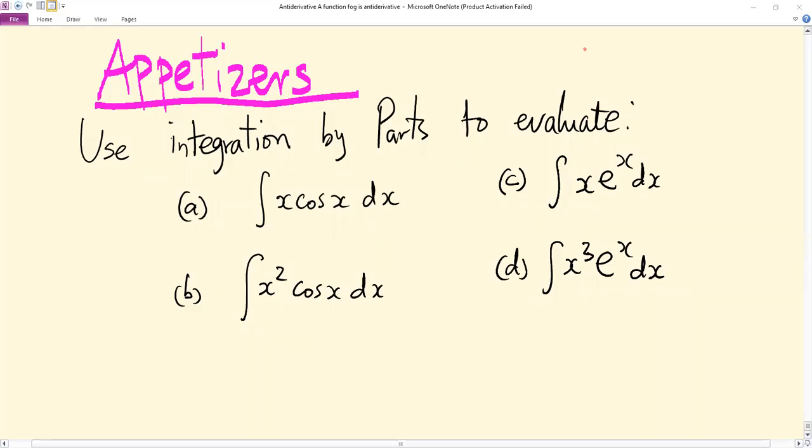Welcome to this session. This session will start with examples on integration by parts. So we have 4 problems for us to discuss. The first problem is to integrate x cos x dx. The second one is x squared cos x dx. The third one is x e raised to the power x. And the fourth one is x to the power 3 e raised to the power x dx.